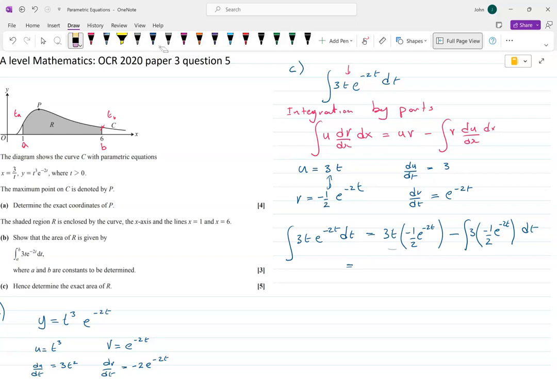So that bit there, because I'm just multiplying things out, is just minus 3 over 2 t e to the minus 2t. And this bit, the two negatives I can take out. I can just do plus 3 over 2, because I've got two negatives there, e to the minus 2t dt.